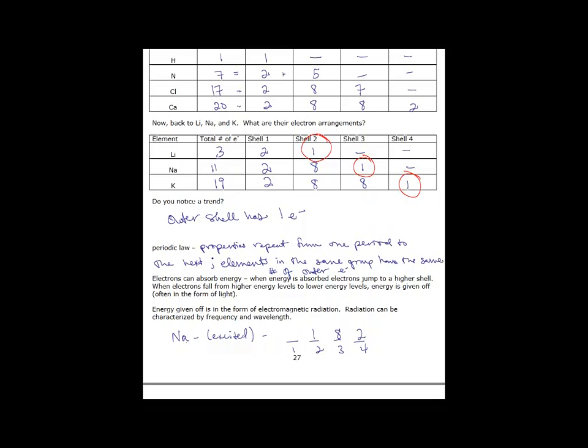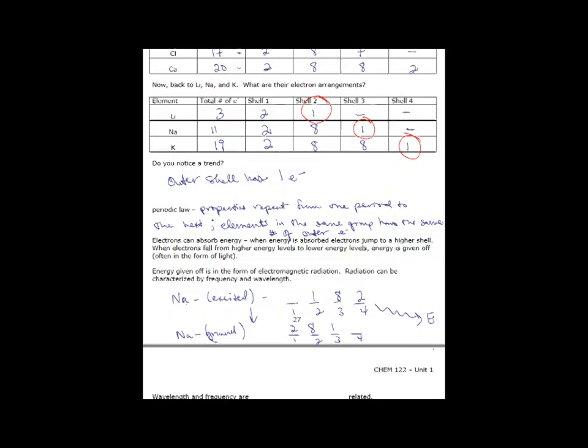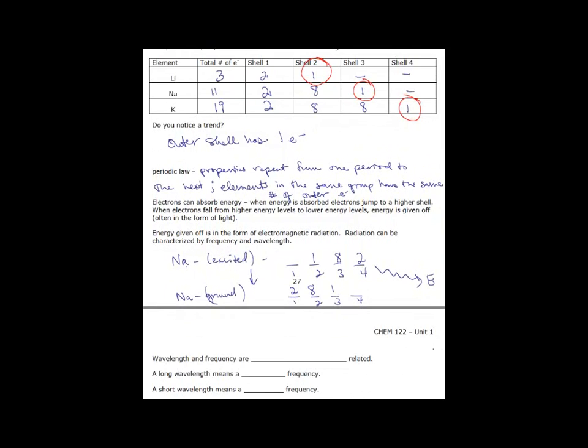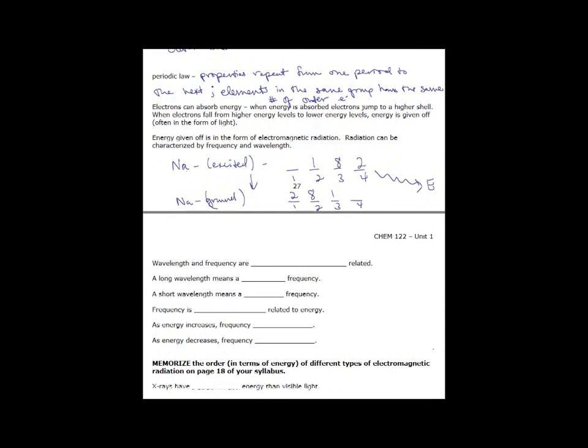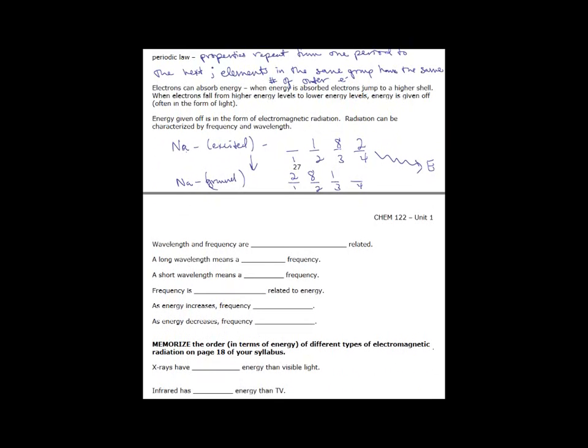And then when it goes back to its ground state, when it goes back to 2, 8, 1, energy is given off. And this energy is in the form of electromagnetic radiation. So this radiation can be characterized by frequency and wavelength. And you probably remember this from physics, or you could have talked about this in math. But wavelength and frequency.